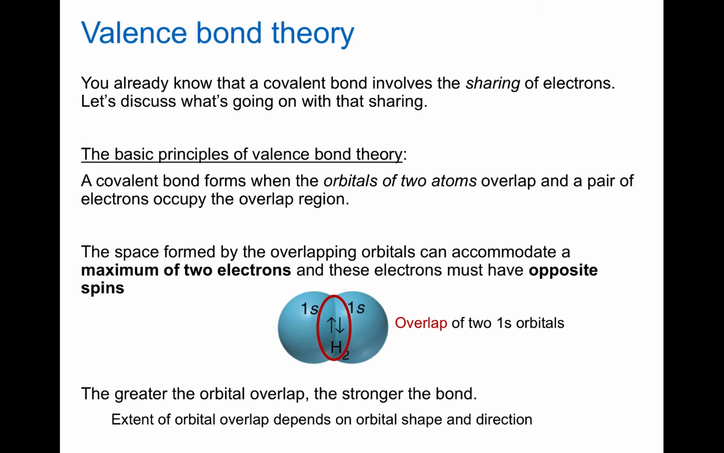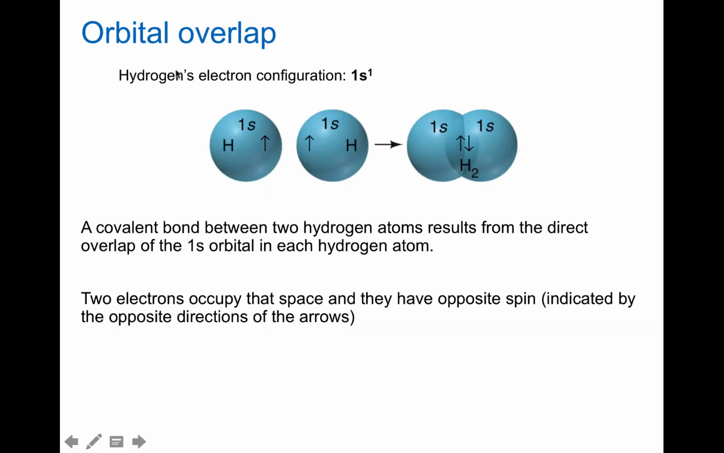The things that influence the orbital overlap are the orbital shape and the direction in which the orbital overlap occurs. A hydrogen atom's electron configuration is 1s1, and so each hydrogen atom is going to contribute 1 electron to the covalent bond in the hydrogen molecule. The 1s orbital from each of the atoms is going to overlap, and both electrons are going to go into that shared space where one is up and one is down, or one is clockwise, one is counterclockwise.